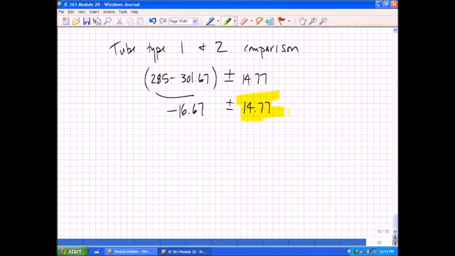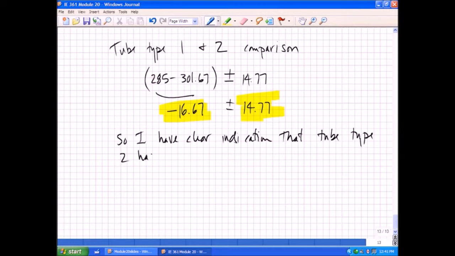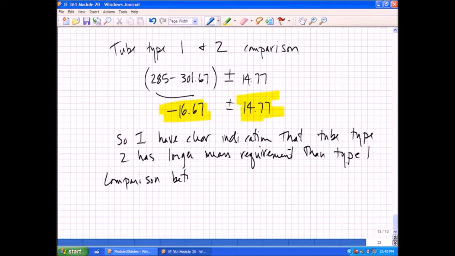And you see the margin of error here of 14.77 is smaller than the absolute value of this difference, and I have a clear indication that tube type 2 has larger current requirement, or mean current requirement, than type 1.